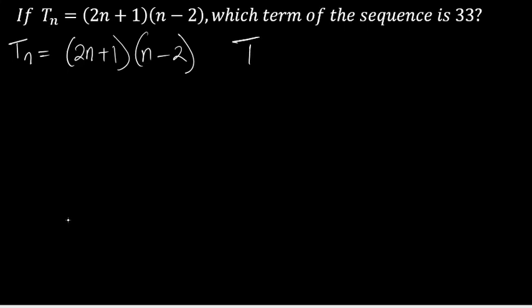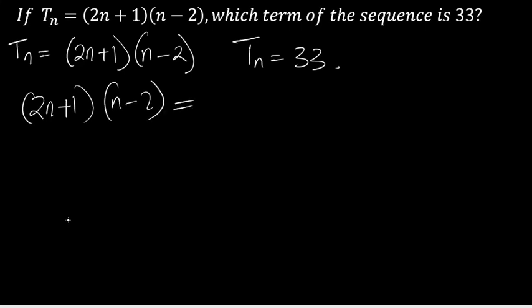So let's go to the next question. The next question says, if the nth term is equal to (2n plus 1) times (n minus 2), which term of the sequence is 33? So now we're given the nth term to be (2n plus 1) times (n minus 2). We are asked to find the value of n when the nth term is equal to 33. So that means we are going to say (2n plus 1) times (n minus 2) is equal to 33.